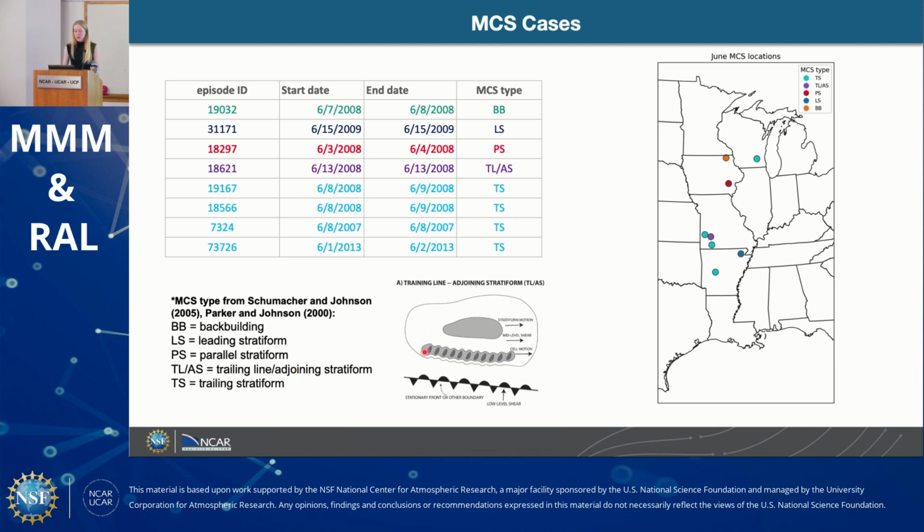But basically it's showing, as an example, this is a trailing line adjoining stratiform type of MCS, where you have this leading line of convection followed by this trailing stratiform area. And this type of MCS tends to move parallel to some sort of boundary. So that just gives you an example of one of those types, but we're examining a number of different types because we're looking at the structural changes within the MCSs.